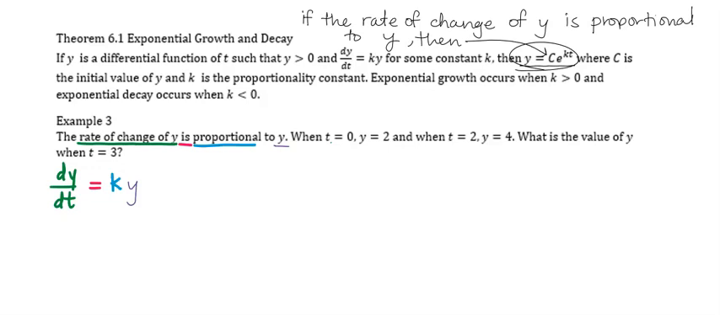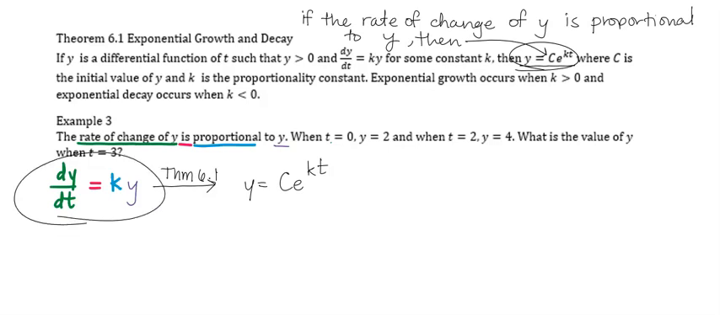Just from that differential equation alone, Theorem 6.1 automatically tells us that the solution to this equation is y is equal to ce to the kt. We don't have to do any integrating. We don't have to separate variables. If we have a differential equation that looks like this, where the rate of change is proportional to y, then we automatically know that the general solution has this form.